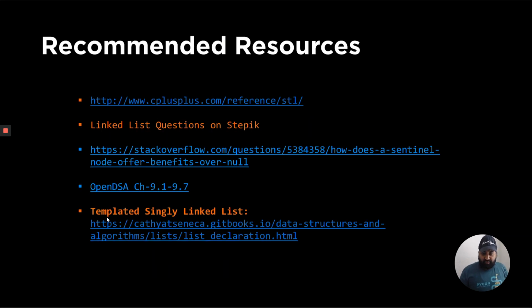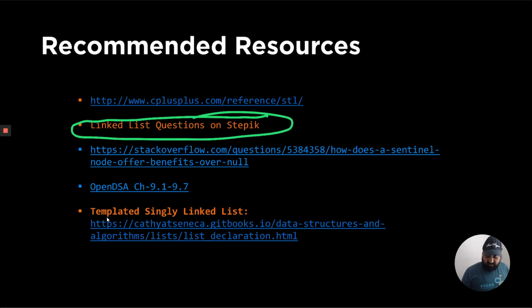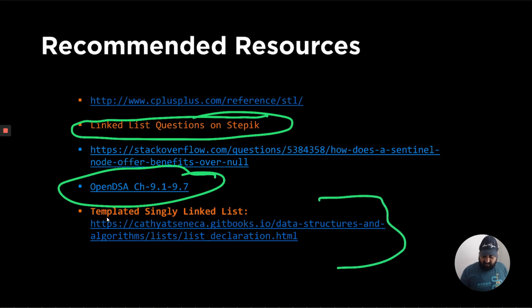Some of the recommended resources: this is a very important resource on how to code these different linked lists in C++. There are 4 questions on StepEc. Try to do those. They'll also be helpful for your quiz. Also, try to read chapter 9.1 to 9.7 if possible, and the templated linked list reading. It's just 1 or 2 pages. It shouldn't take more than 30 minutes of your time. So try to finish those.